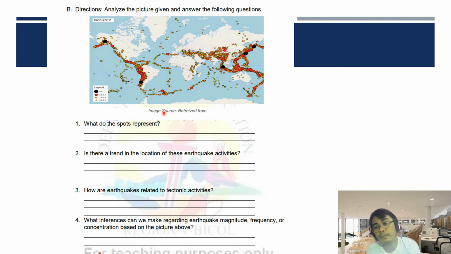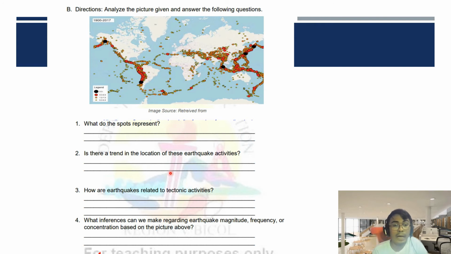So, what do the spots represent? I already told you about it. What do these dots represent? Okay? What are they? And number 2, is there a trend in the location of these earthquake activities? So, look, is there a trend you can see here? Okay? Is it really scattered? Or do they tend to narrow down in specific areas?